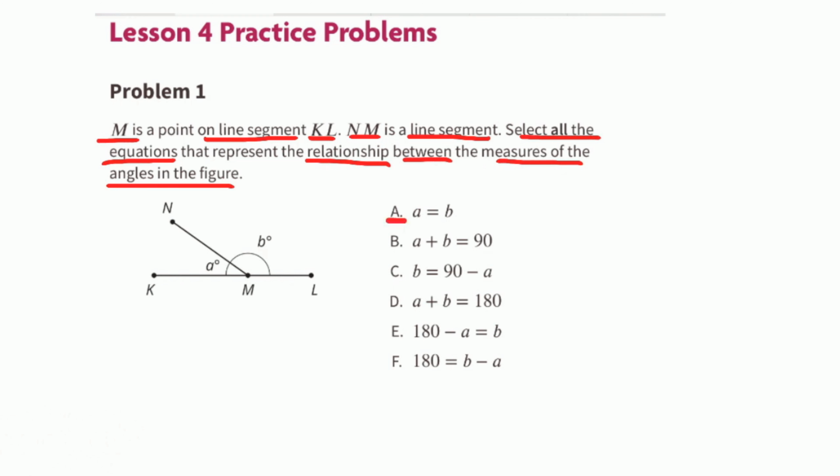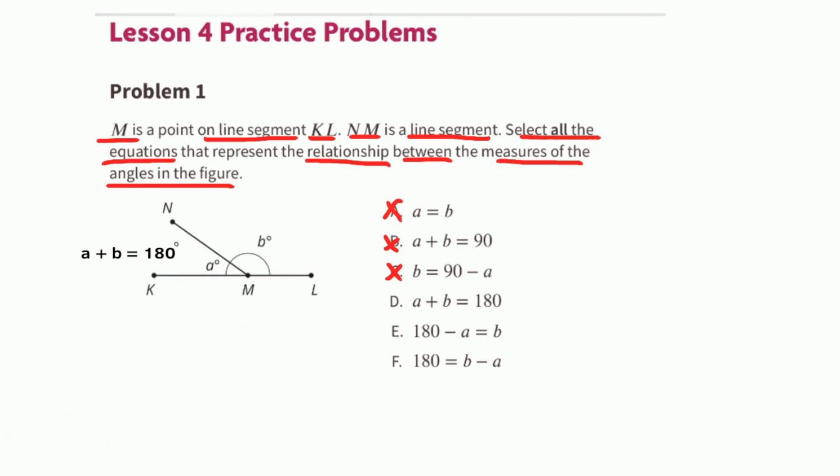A equals B. Angle A is much shorter than angle B, so it's obvious that angle A does not equal angle B. B. A plus B equals 90. Angle A plus angle B equals 180 degrees, so angle A plus angle B does not equal 90. C. B equals 90 minus A. Since A plus B equals 180 degrees, then B equals 180 degrees minus A. So B does not equal 90 minus A.